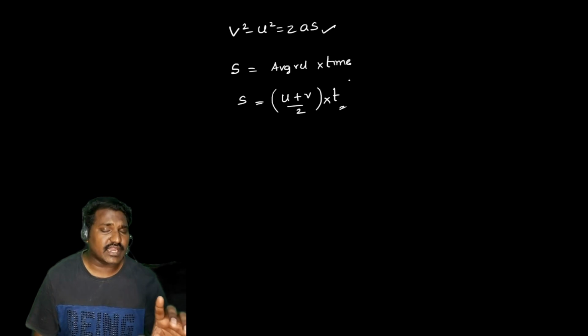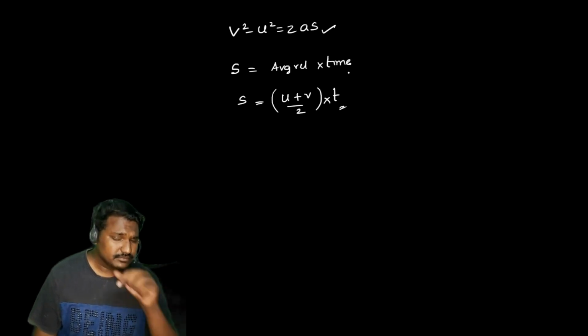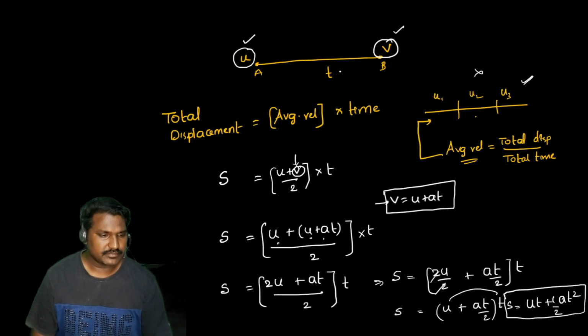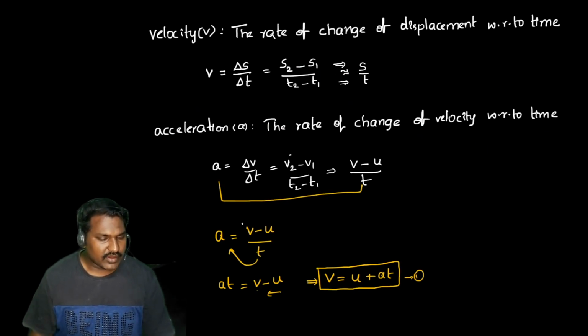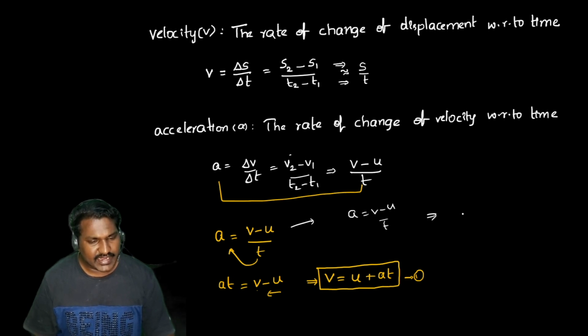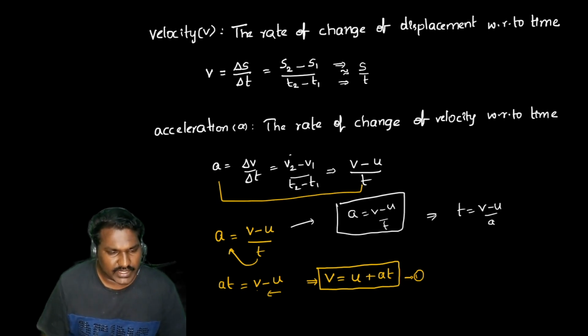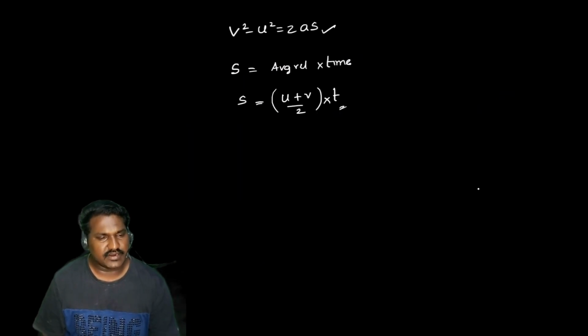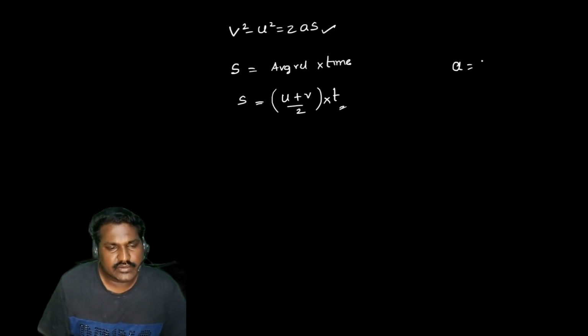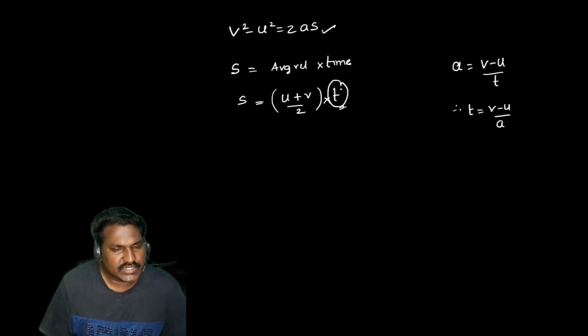If you want to convert time in terms of acceleration, you must see the definition of acceleration. Since a is equal to v minus u by t, we can write t as v minus u by a. We have a equal to v minus u by t, and when t moves across, a comes to the bottom. So t can be written as v minus u by a. I will substitute this t value.